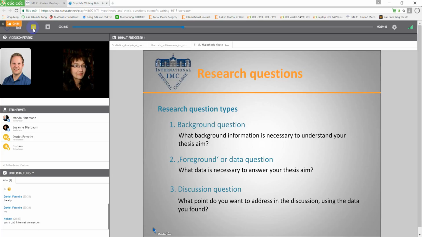Now, there are basically 3 different types of these research questions. Background. If you ask about background for zirconia and titanium, that might be: what are the material properties of zirconia and titanium? One is a metal, one is a ceramic. What does this mean? What is known about it? You can ask that as a research question.